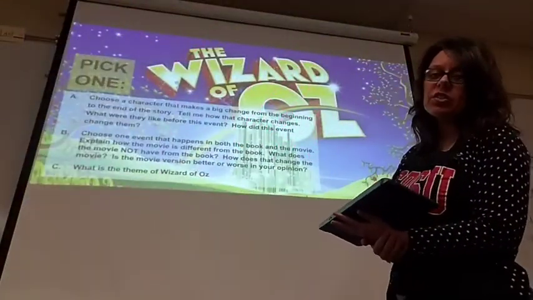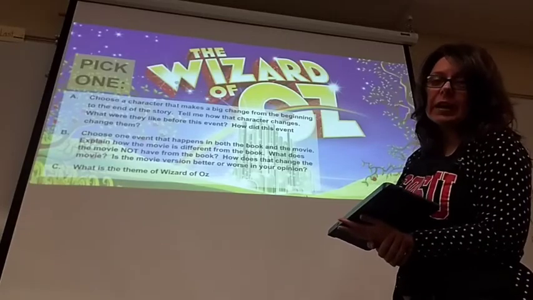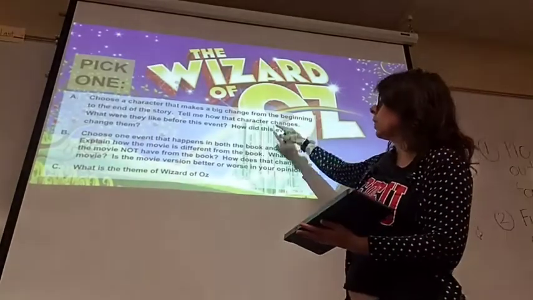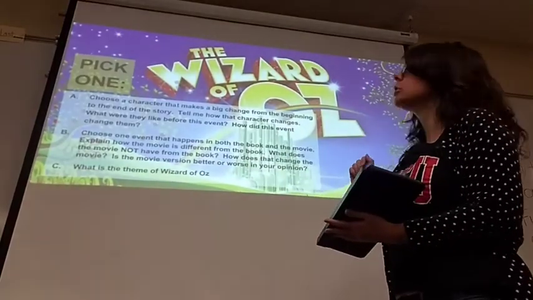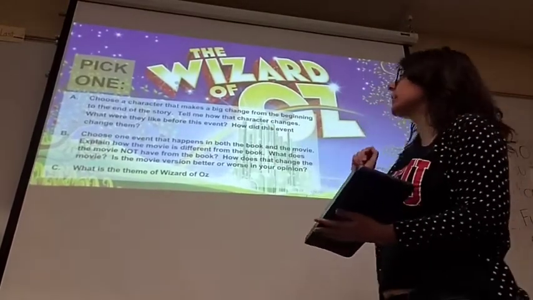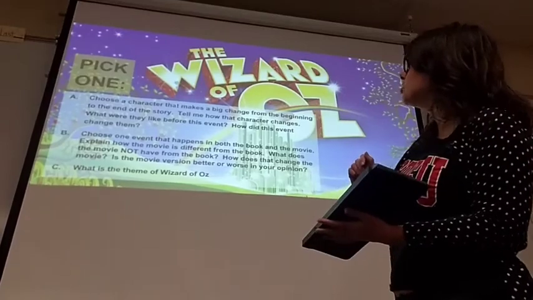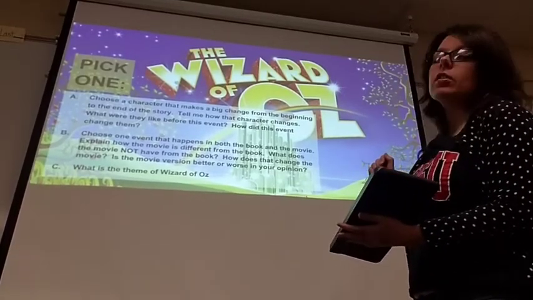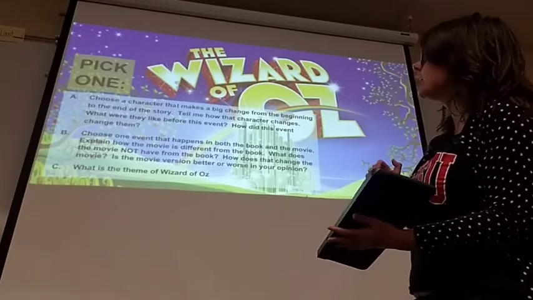Talking about how to get started on your actual writing. So yesterday you chose a prompt. Here are the 3 prompts, which are also in your notebook in front of you. The first prompt is to choose a character that makes a big change from the beginning of the story to the end. And then you're going to tell us how that character changes.